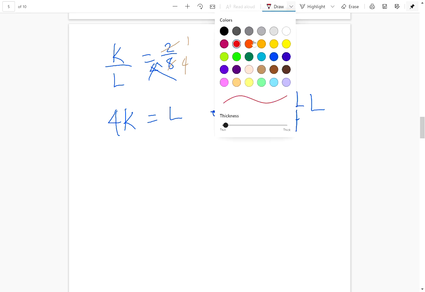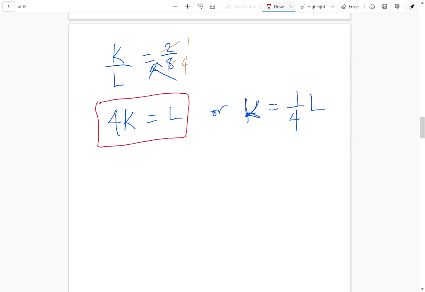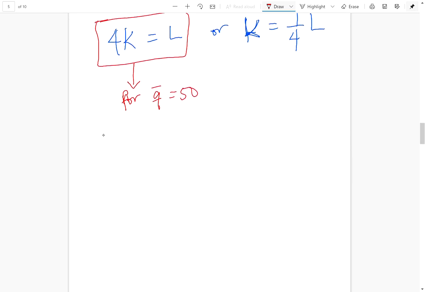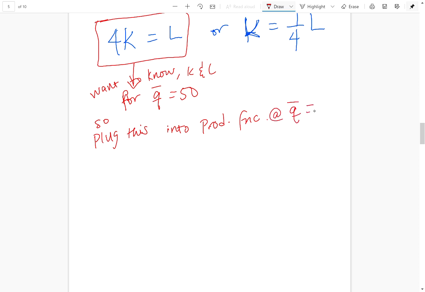Now this is the first step, right? This is for any Q, but we want to nail this down for Q bar is equal to 50. Okay, so now we have to plug this. So plug this. Good one to know. K and L for Q. Plug this into the production function at Q bar is equal to 50.